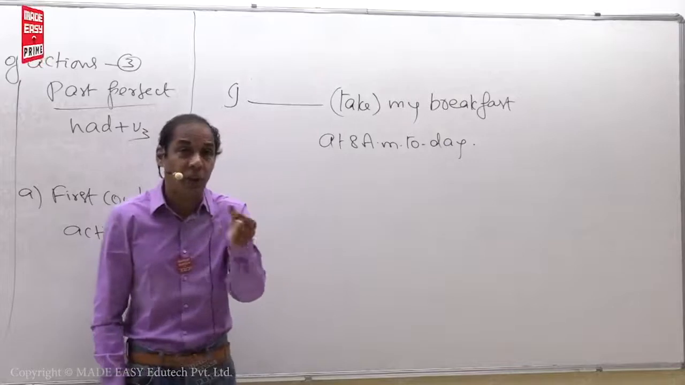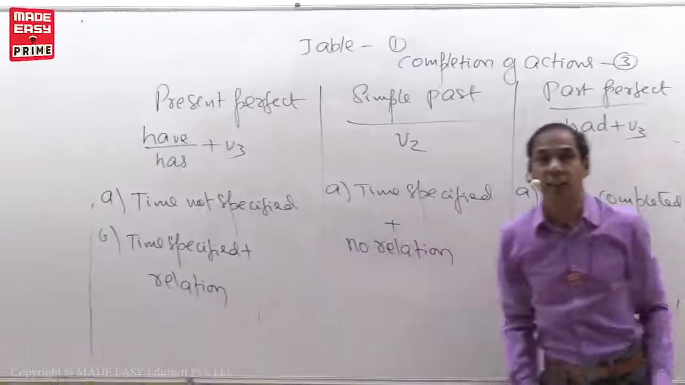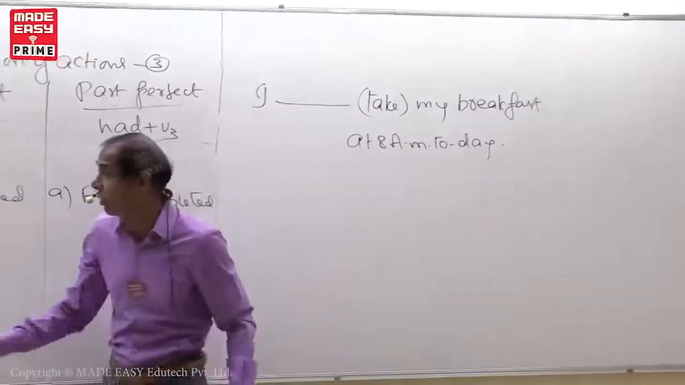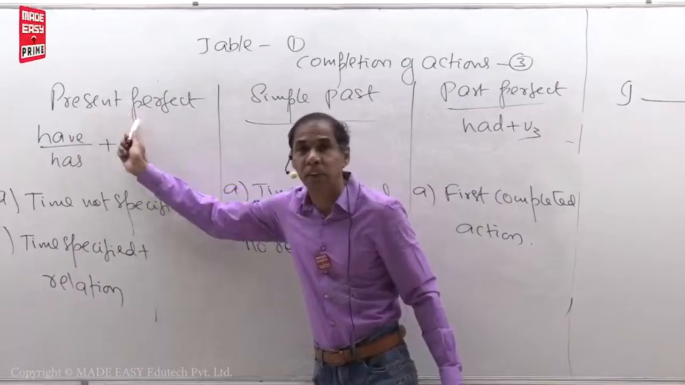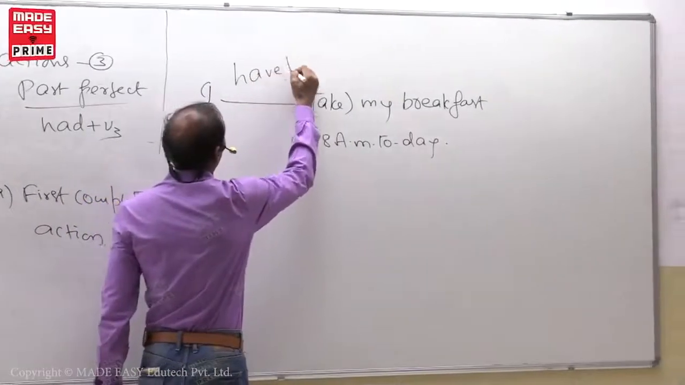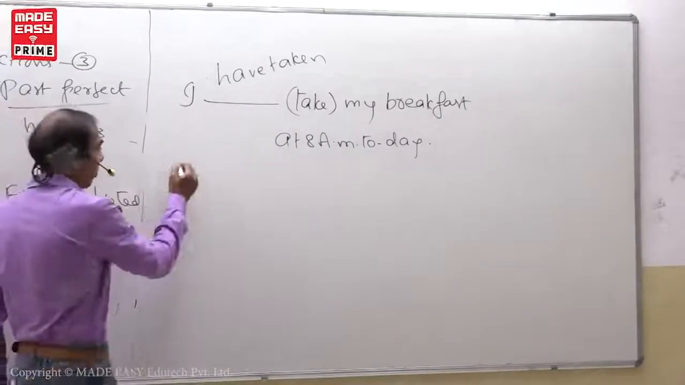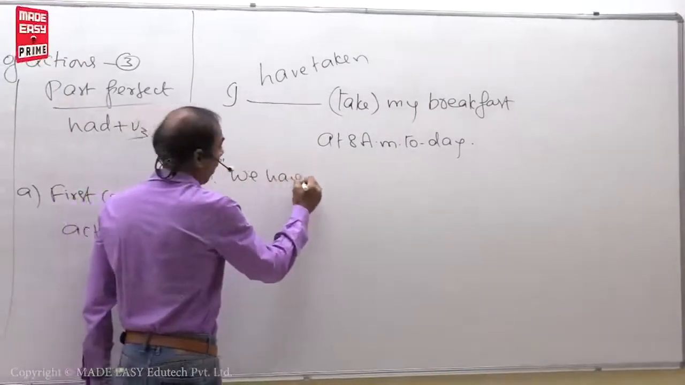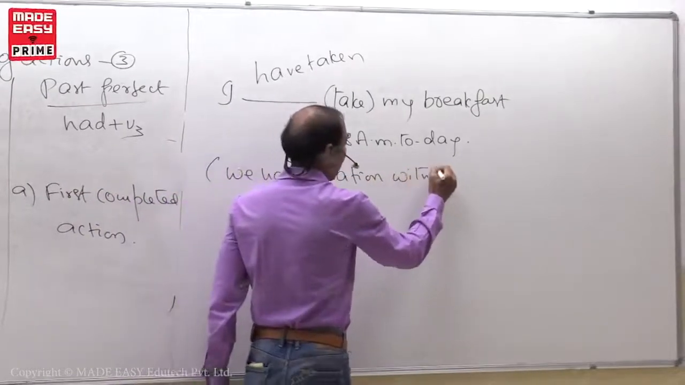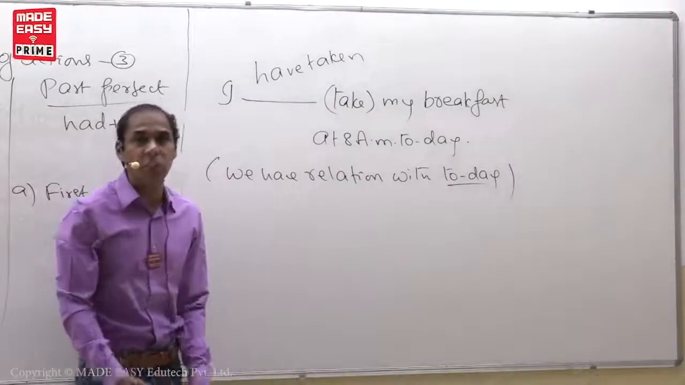When time is specified, if you have a relation with time, see, time specified plus relation, then what is the tense we have to use? Present perfect tense. What is the formula? Have or has plus V3. Why? We have a relation with today.